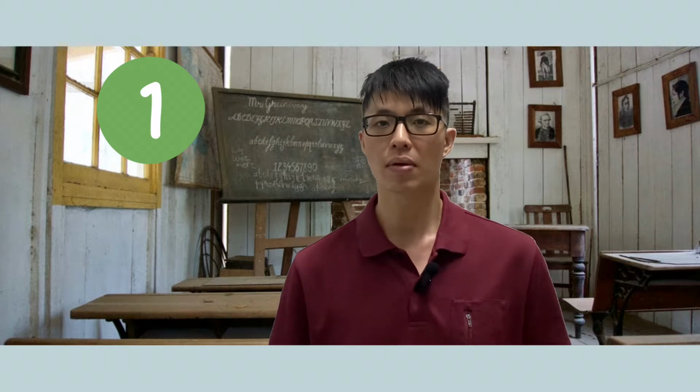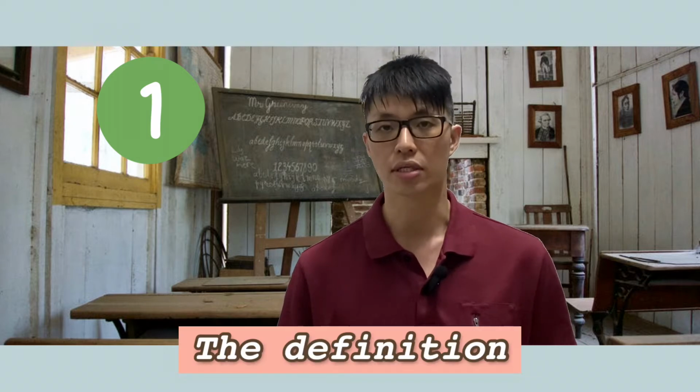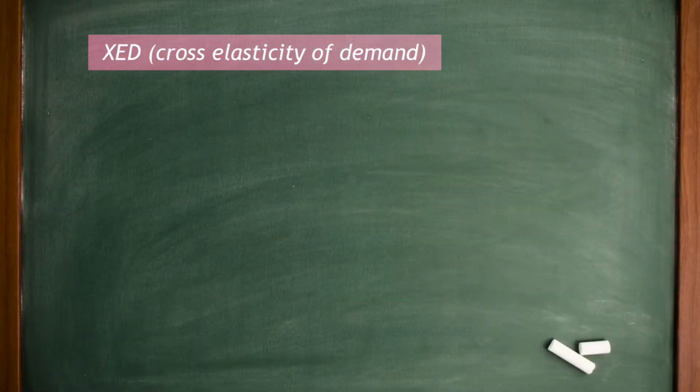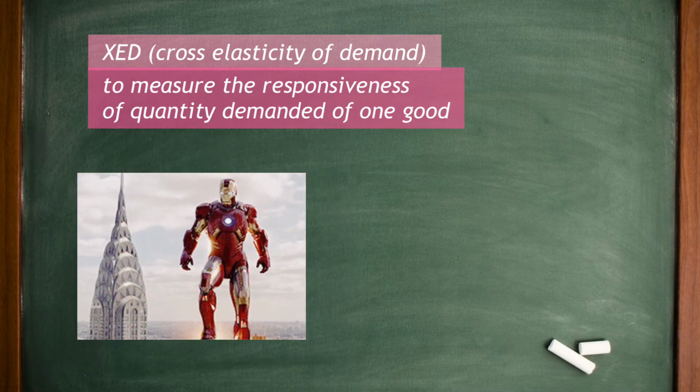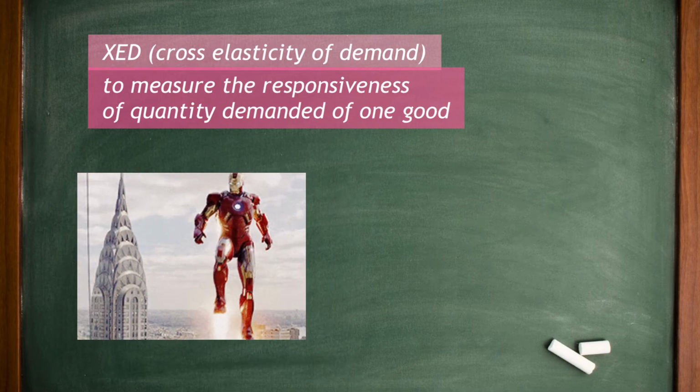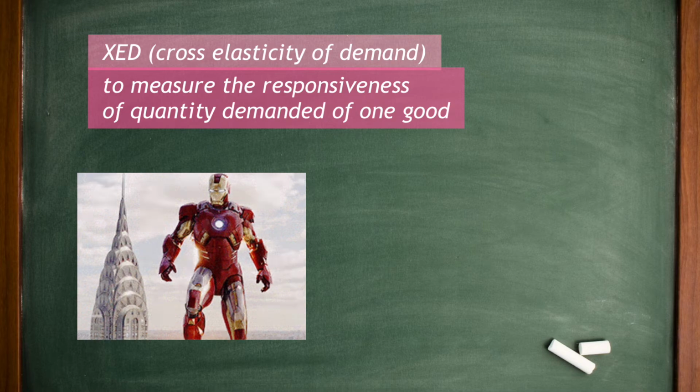Let's jump straight to step number one. Step number one will be definitions. The XED definition, which means cross elasticity of demand, is to measure the responsiveness of quantity demanded of one good, for example Iron Man, with respect to the price of another good, for example Spider-Man.